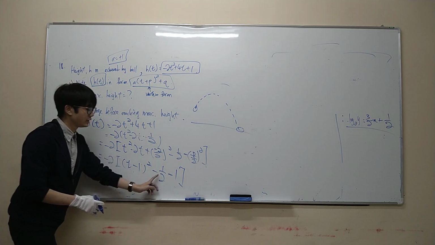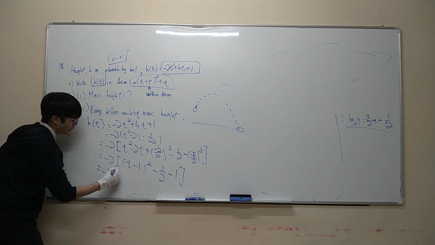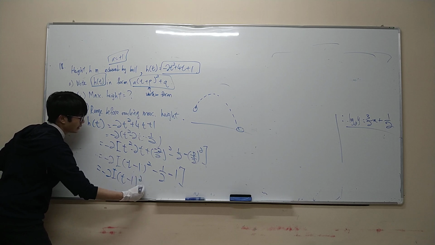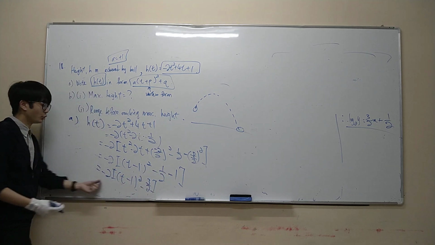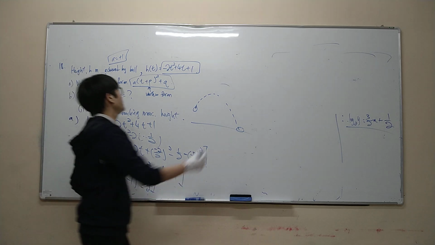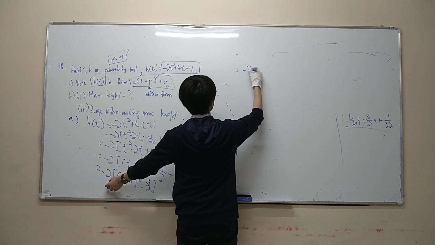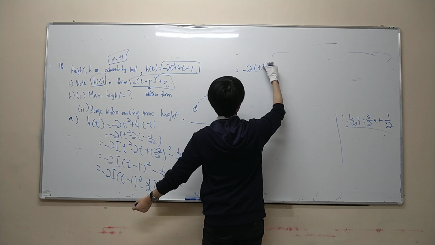Now you can do it here, right? So negative 2 bracket t minus 1 squared. What's negative 1 over 2 minus 1? Negative 3 over 2. And don't forget to open this big bracket here. So when you open this big bracket, it will be what? Negative 2 bracket t minus 1 squared.